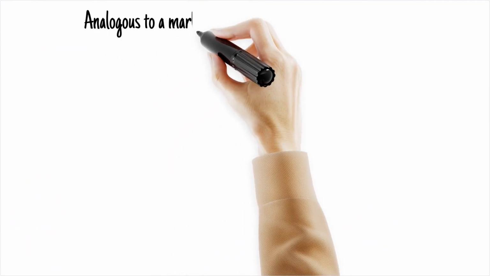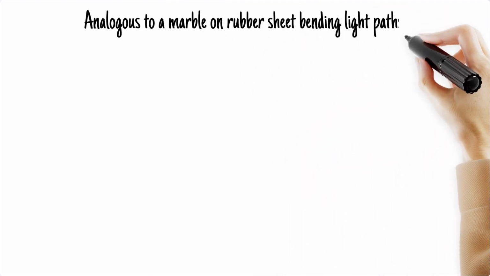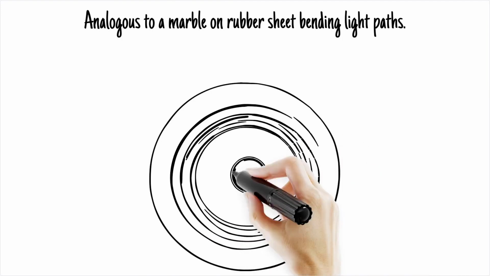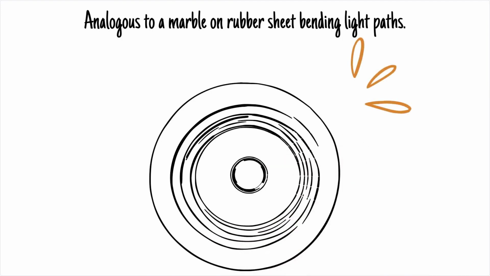It's like placing a marble on a stretched rubber sheet. The marble creates a dip, and rolling balls, light rays, curve around it, following the sheet's distorted contours.